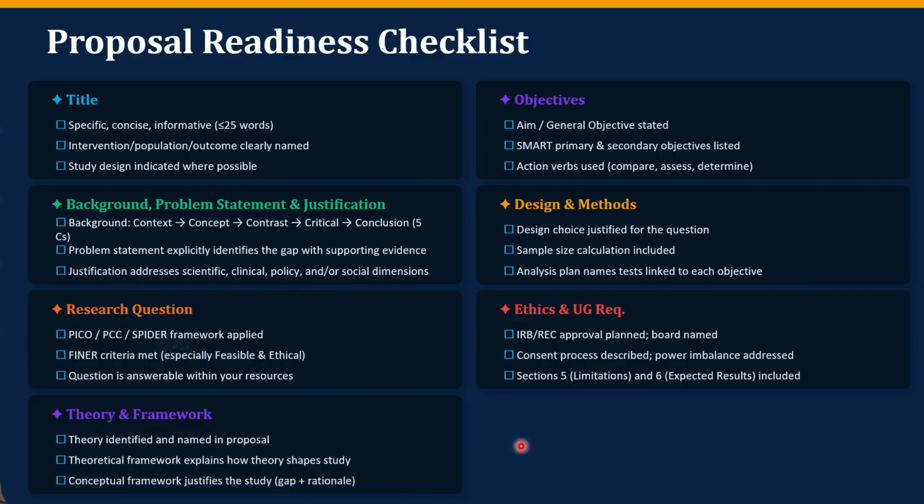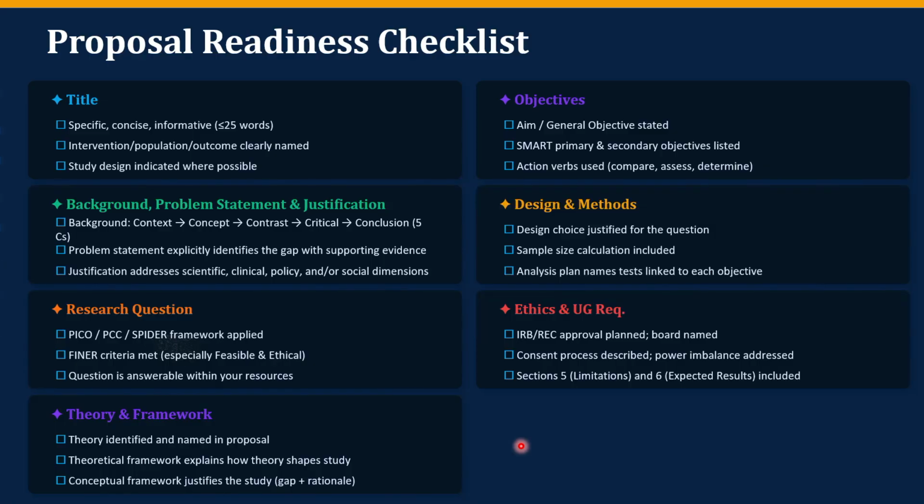The second section should be background, problem statement, and justification. Bear in mind that the background starts with providing context, concept, contrast, being critical, and conclusion. This for the literature review also applies here. The problem statement should explicitly identify the gap with supporting evidence. Justification should address the scientific, clinical, policy, or social dimension.